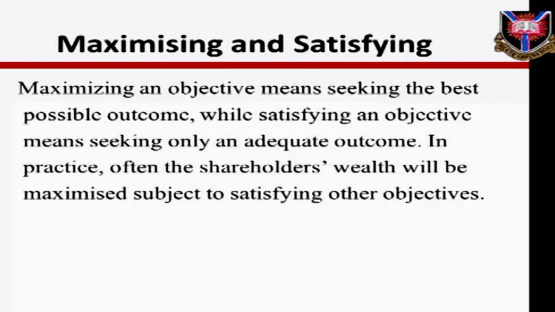Maximizing and satisfying. Maximizing an objective means seeking the best possible outcome, while satisfying an objective means seeking only an adequate outcome. In practice, often the shareholders' wealth will be maximized subject to satisfying other objectives such as paying the workforce good wages, respecting health and safety issues, and minimizing environmental damages.